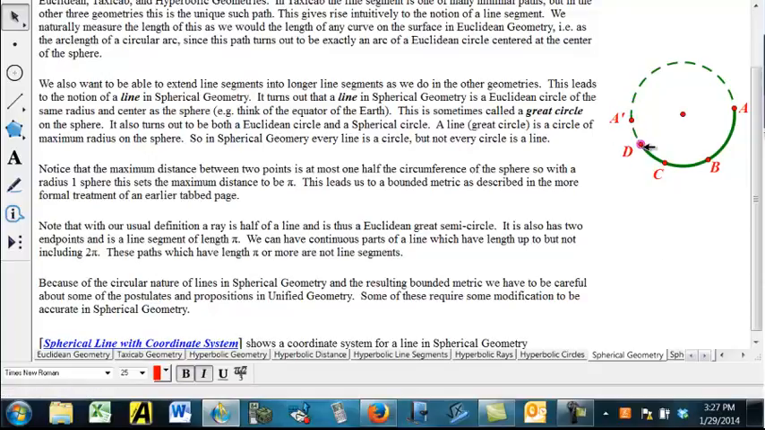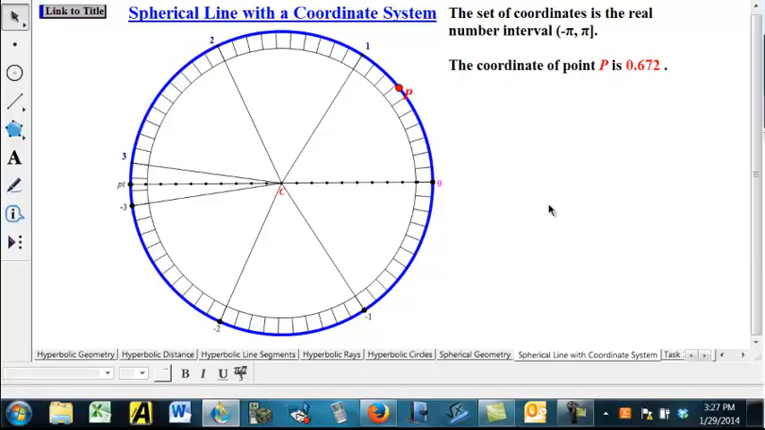Okay, so we can, however, put a coordinate system on a line, and a coordinate system on a line in spherical geometry would look like this. So we pick an origin here, and we can go around here. This is 1, 2, 3, up to pi. Going this way, we have negative 1, negative 2, negative 3, up to but not including negative pi. So the coordinates go from negative pi to pi, not including negative pi, but they do include pi.